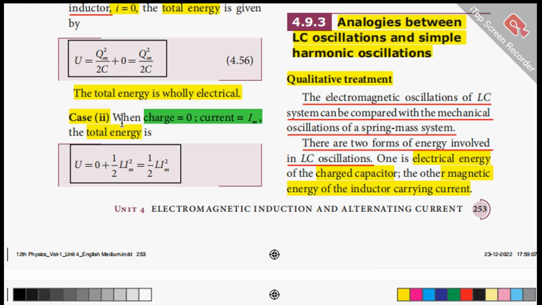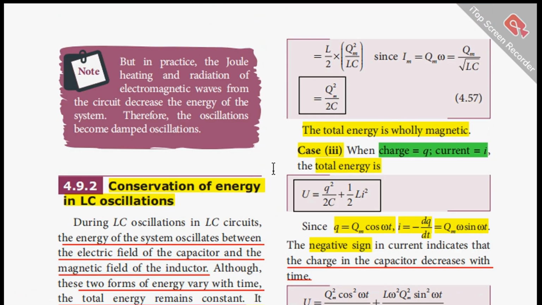The second case, when the charge is equal to 0 and the current is maximum, that's given by Im, then the total energy is given by U equal to 0 plus half L Im square, that's equal to half L Im square itself. So in this case, the total energy is wholly magnetic, and it equals Qm square by 2C.